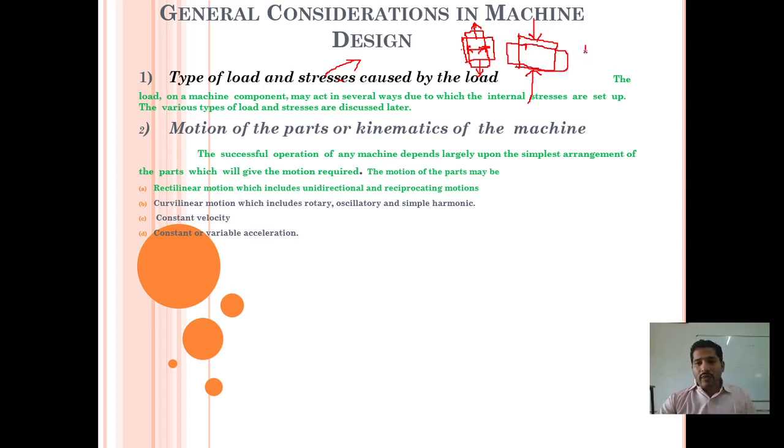What about shear stress? In shear stress, the forces are applied tangentially, due to which the body changes from A to A dash and B to B dash, making the same angle, which we call the distortion angle phi. So this means that a load on any machine component may act in several ways, due to which internal stresses are set up in the body.